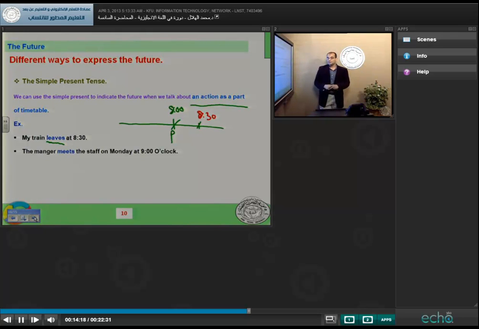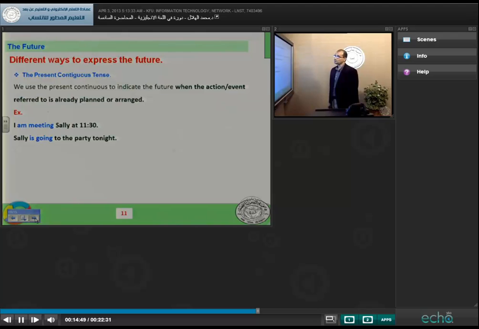The manager meets the staff on Monday at 9 o'clock. Again, we are talking about an agenda or a timetable for our manager, who is going to meet his staff, and this is going to happen on Monday at 9 o'clock. So again, this indicates that we can use the simple present form to express an action that will happen in the future.